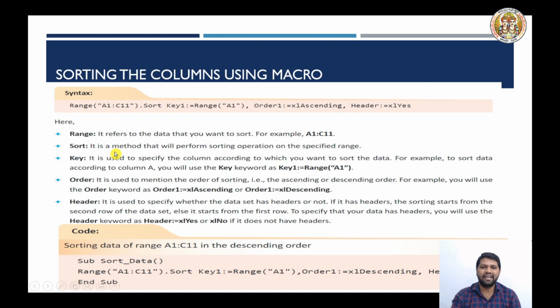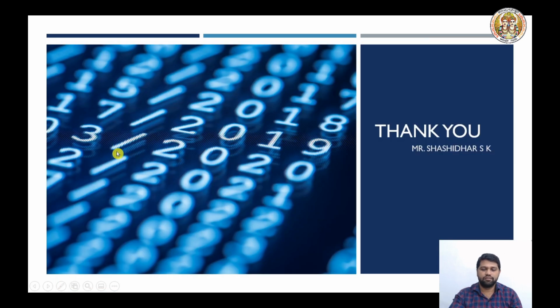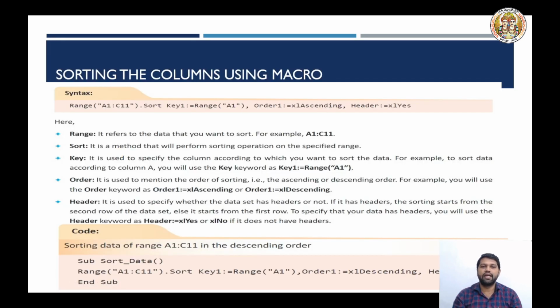So Range refers to the data that you want to sort. For example, A1 to C11. This is the range. We can define the range in brackets. Then Sort is the method that will perform the sorting operation on the specified range.